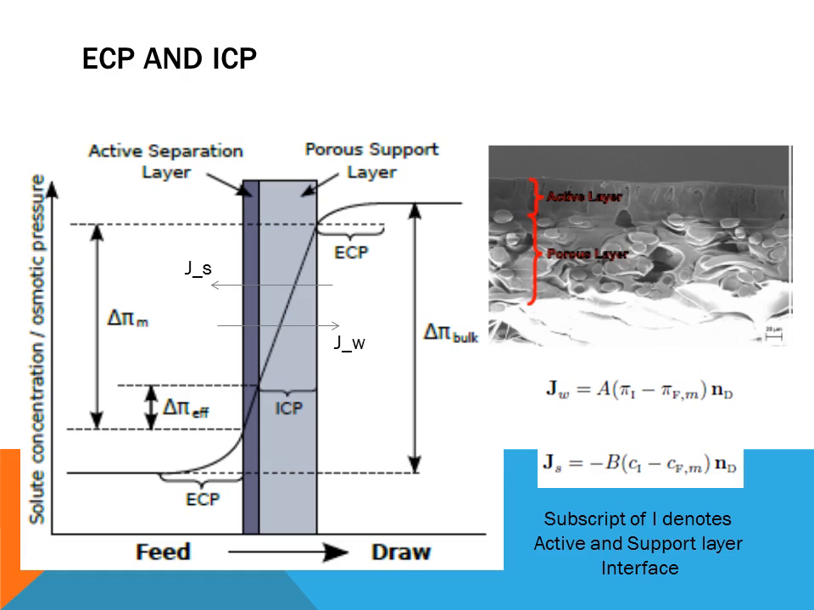So research in this kind of membrane area is making porous support layers that allow convection through it. Or if you can get rid of those support layers altogether, that would be ideal. JS and AW are the fluxes of salt and water through the membrane. You can see the salt flux is due to a concentration difference, and the water flux is due to an osmotic pressure difference.